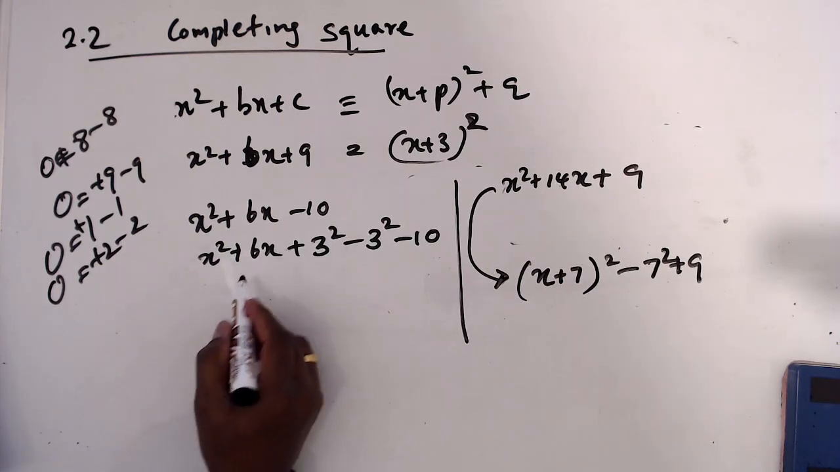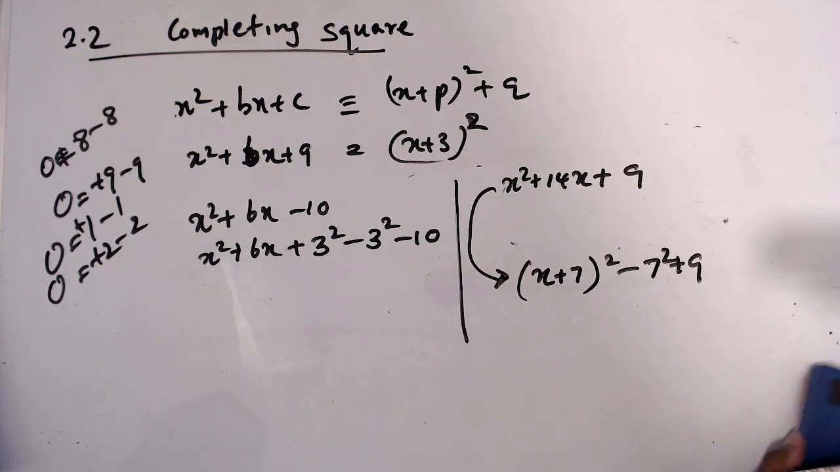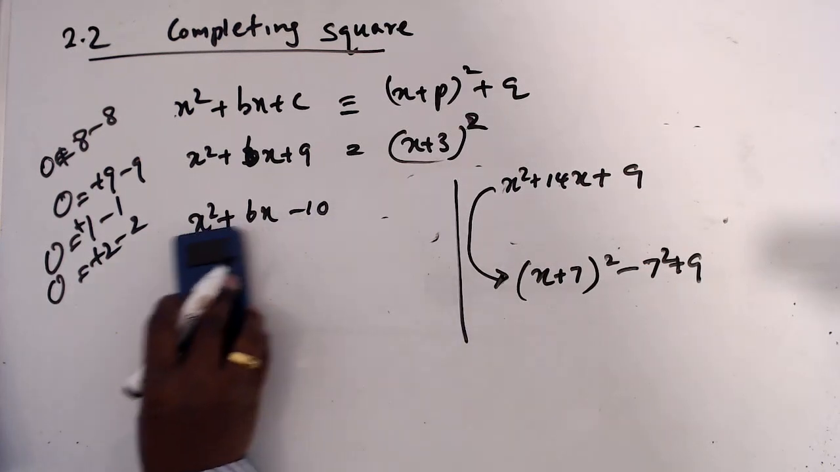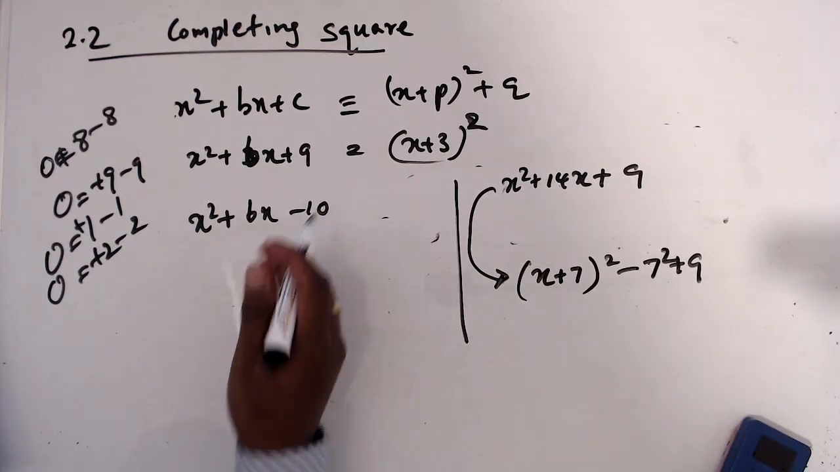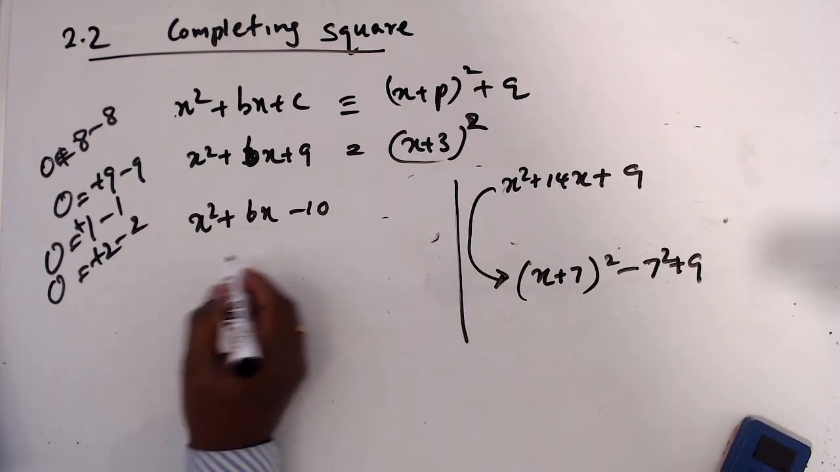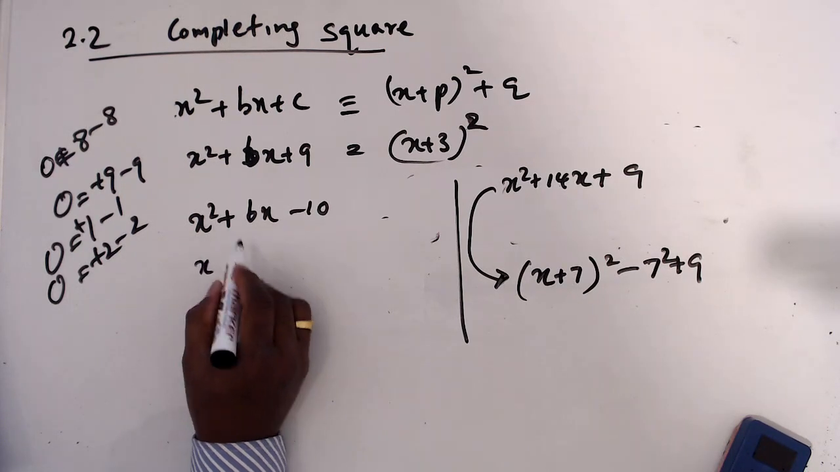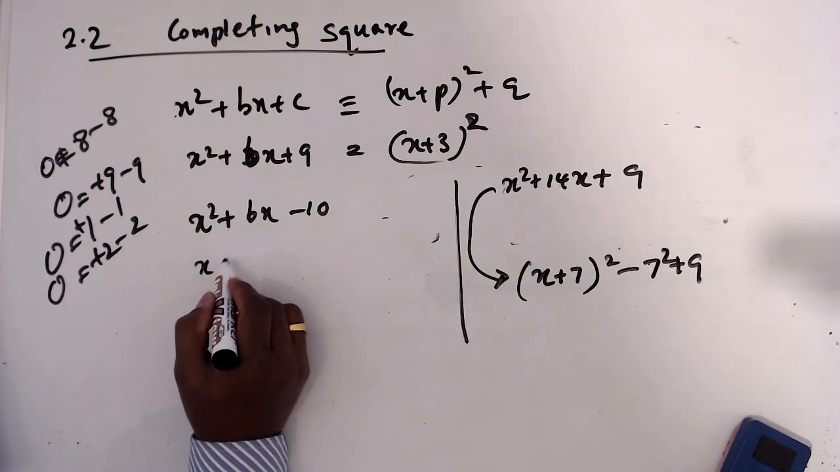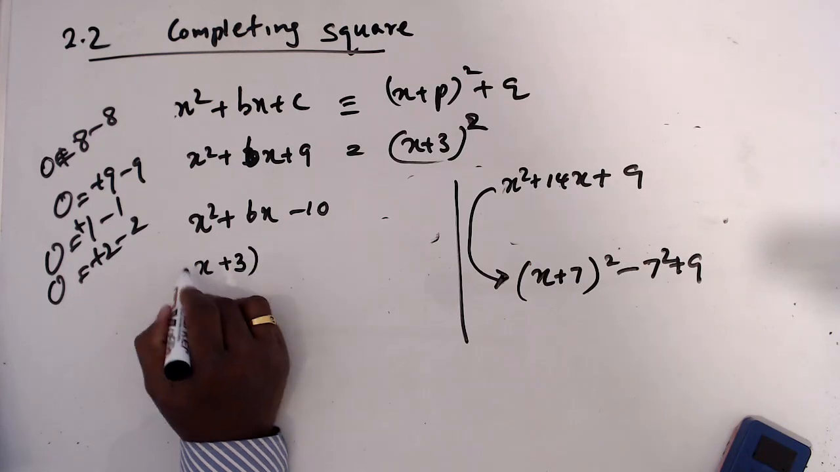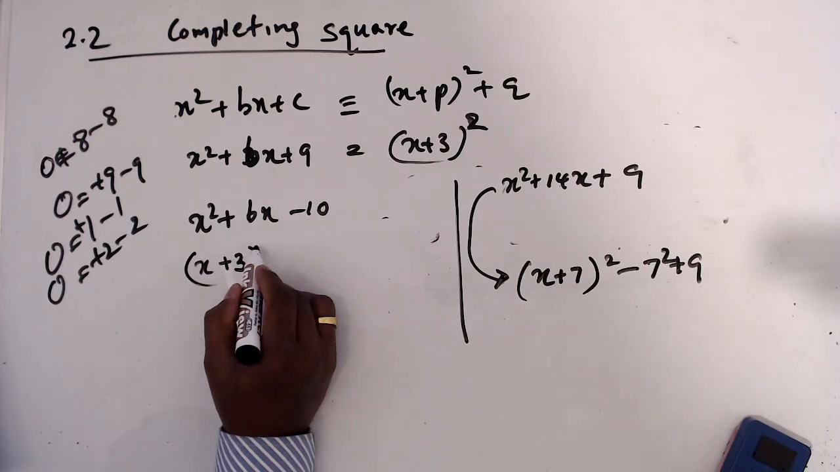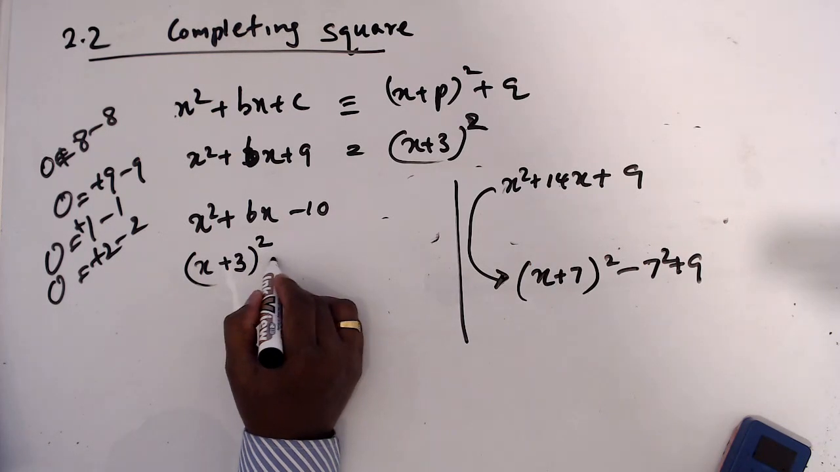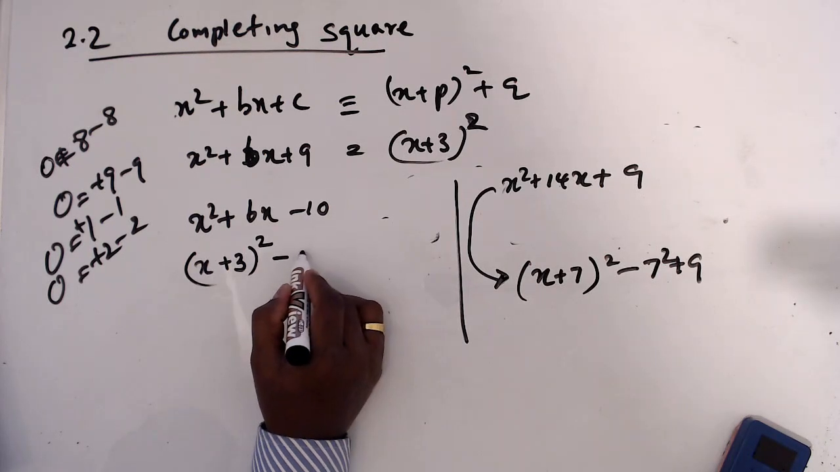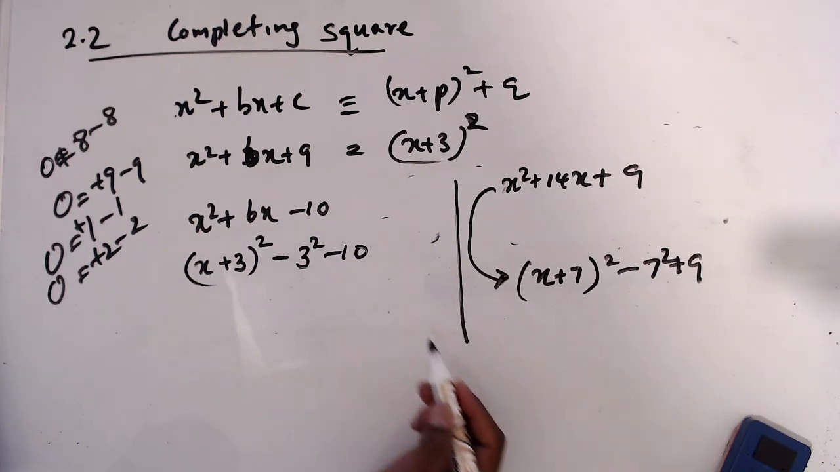How about this one? You have x square plus 6x minus 10. Then you write x, then half of 6 is plus 3, then square, then you have to minus 3 square, minus 10.